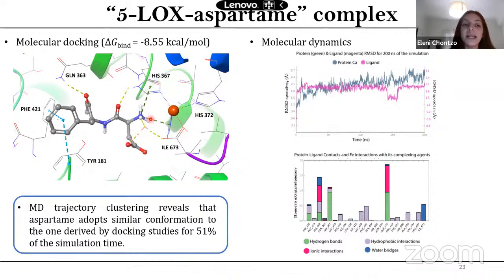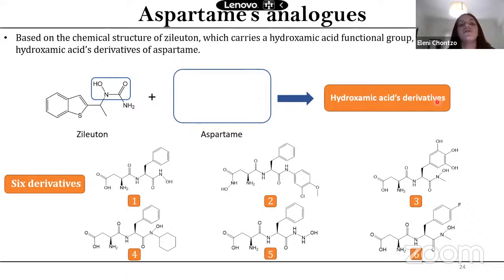Here we can see aspartame inside the cavity of 5-LOX. We can also see that the complex remains quite stable during the whole simulation time. So after deciding that aspartame could in fact serve as a possible drug, we wanted to improve its characteristics and its function.